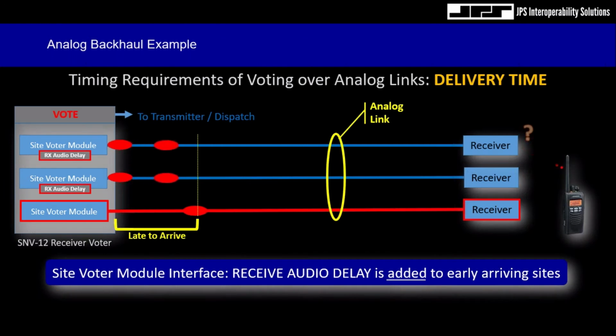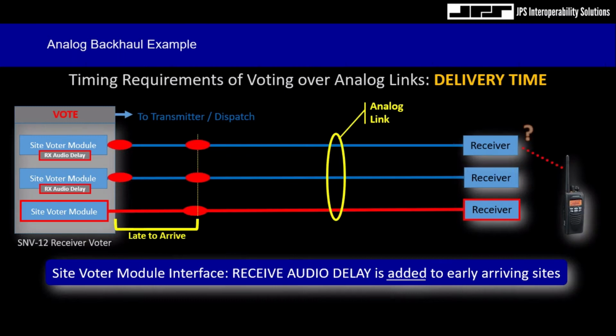However, this isn't really an issue with the SNV12 voter, as receive audio delay can be added to the earlier arriving sites. The early arriving sites will then be buffered in the digital signal processor, and once a late arriving receive audio is delivered, all buffers are then dumped and quality is simultaneously assessed.